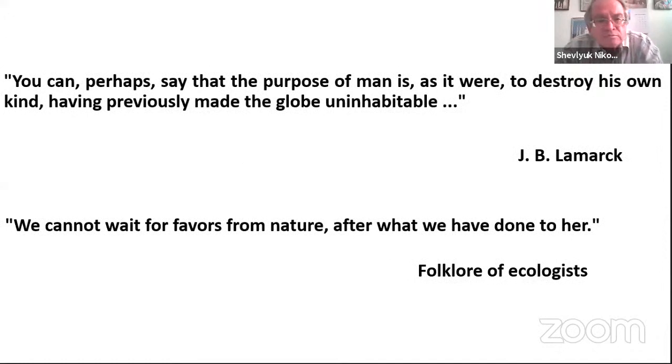Next, the slide shows the work of Jean-Baptiste Lamarck. What does the next statement say? You can say that the purpose of man seems to be to make the globe uninhabitable. This statement is very old, 200 years old, but this statement is correct.